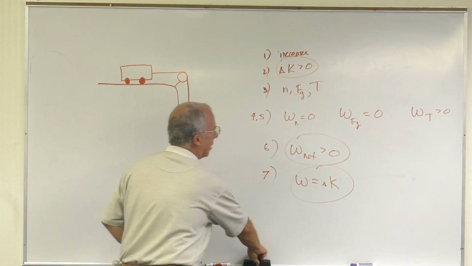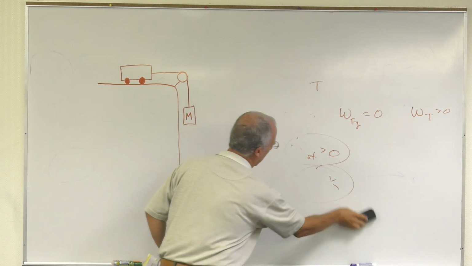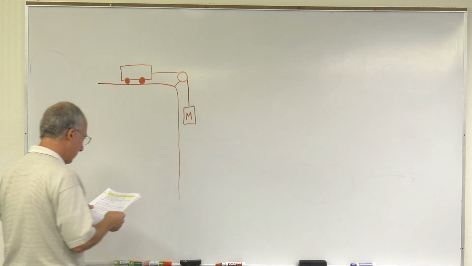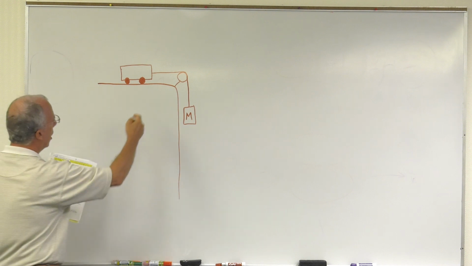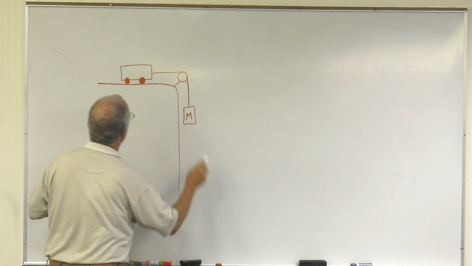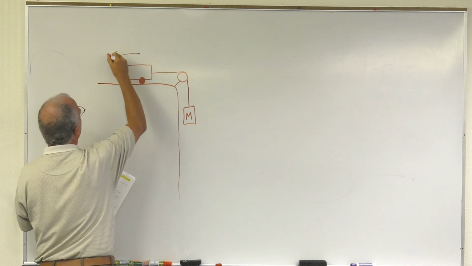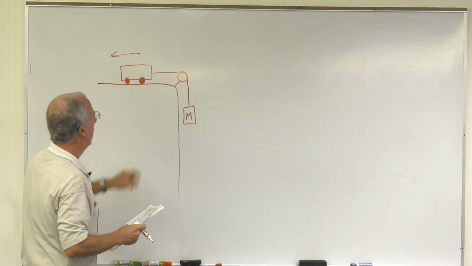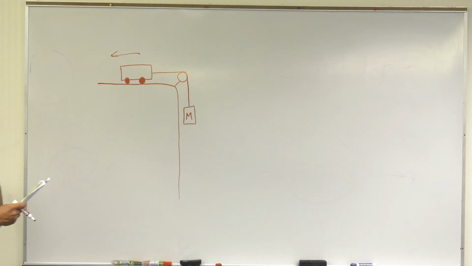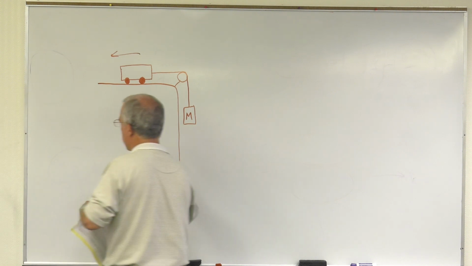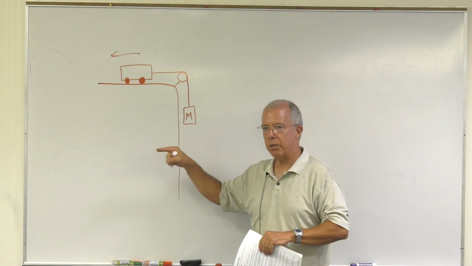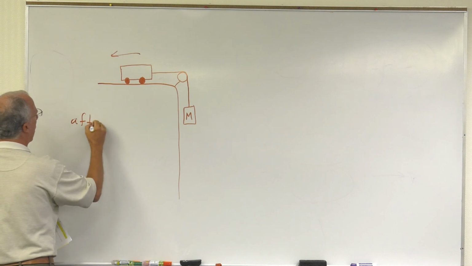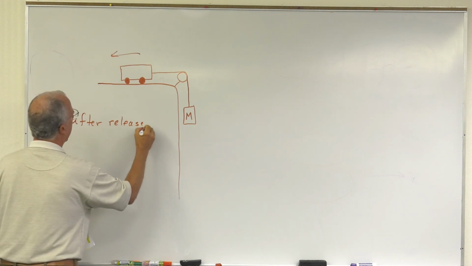Now we want to ask the same questions, but we want to change the demo a little bit. What we're going to do now is push the cart away from the pulley, and so obviously the mass is going to be lifted up. We push it this way and let go. What's going to happen? It's going to slow down, it's going to stop, and it's going to reverse. But all we want to look at is after I release it and before it stops.